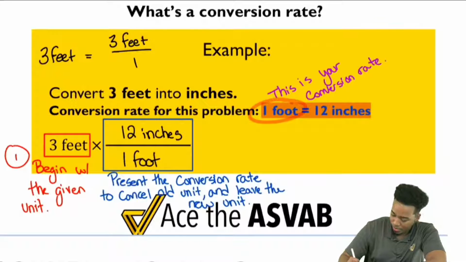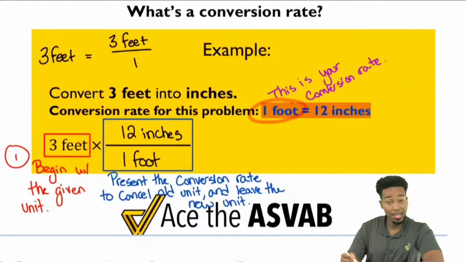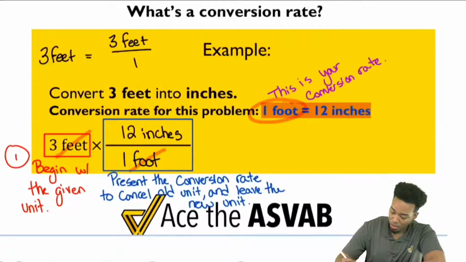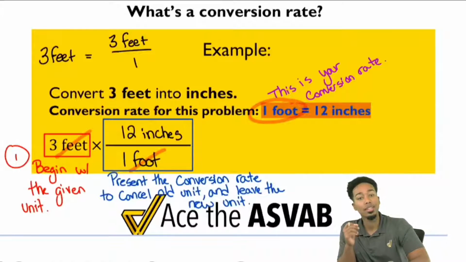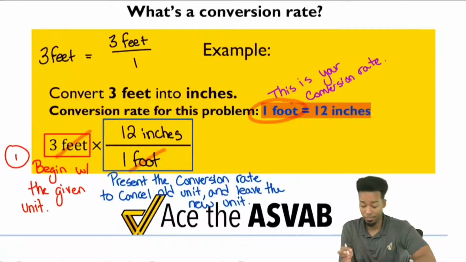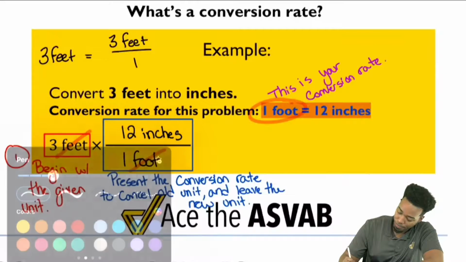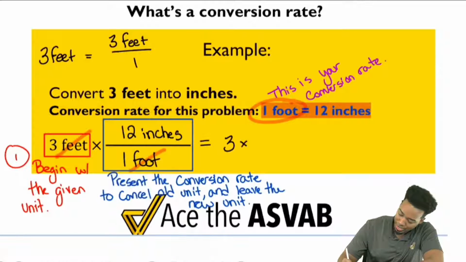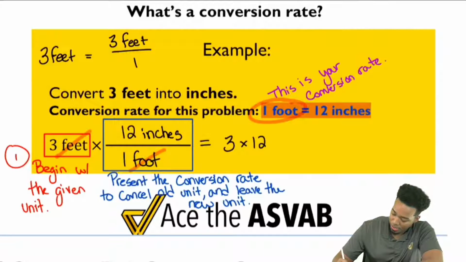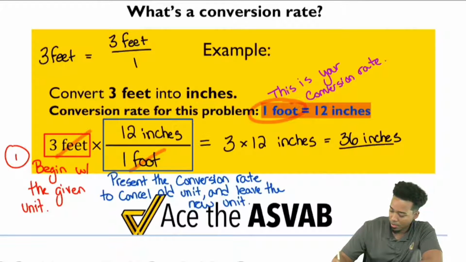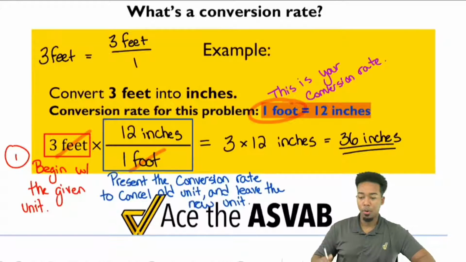Everyone, here's what happens. Technically, remember, this is up top and this is on bottom. So we can go ahead and cancel those out. And now what we have left is simply 3 times 12, and that's going to be 36 inches. And let me just write this out for you and talk a little more about this. Right there. Boom.